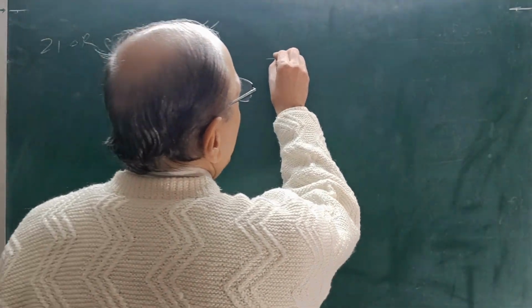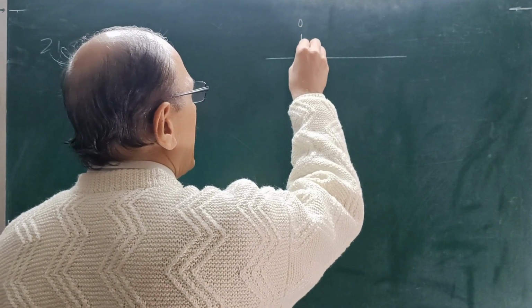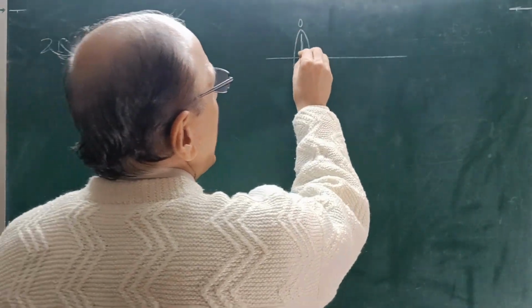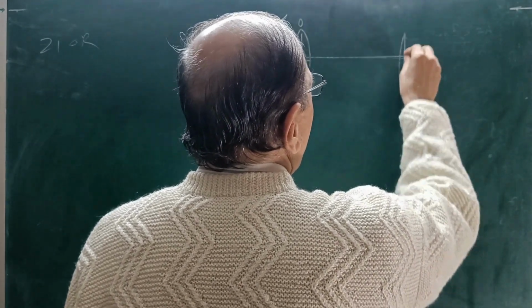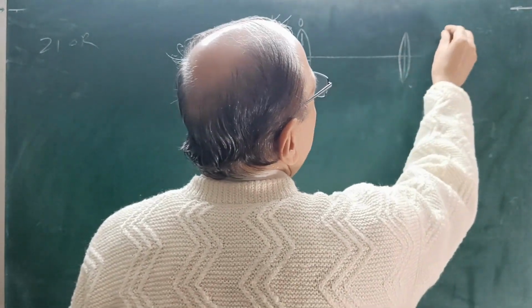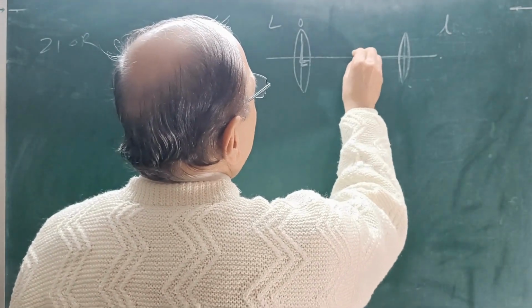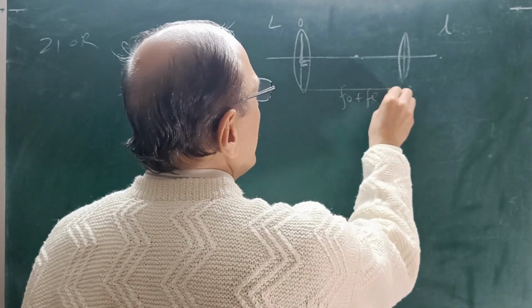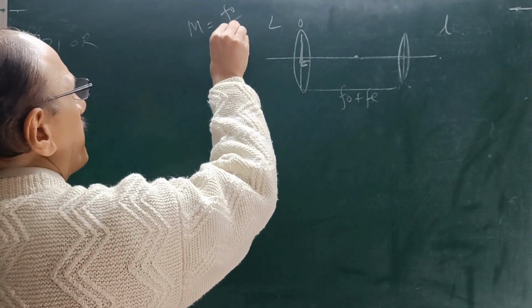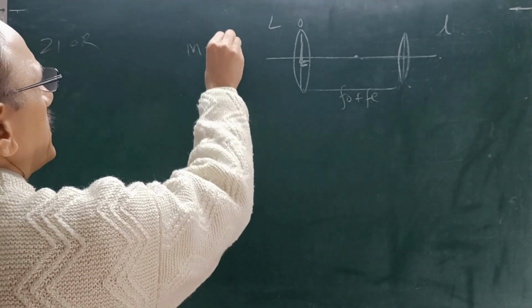That means this is the objective lens. So here capital L is printed on the lens, and the image of this L is formed by this eye lens, of length small l. And it is normal adjustment. That means this total length is FO plus FE, and the magnification of the telescope is FO by FE.